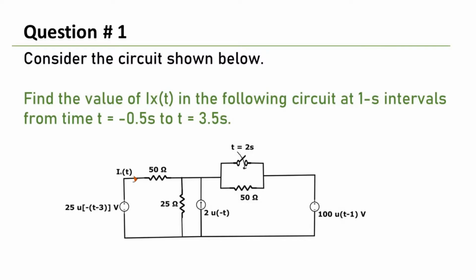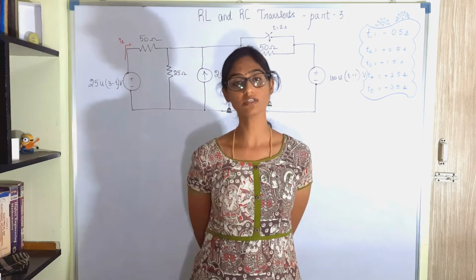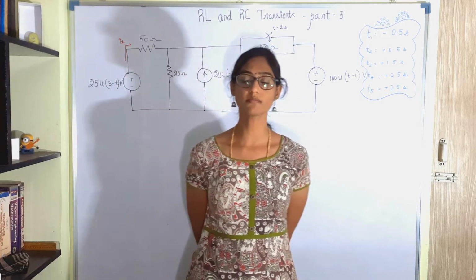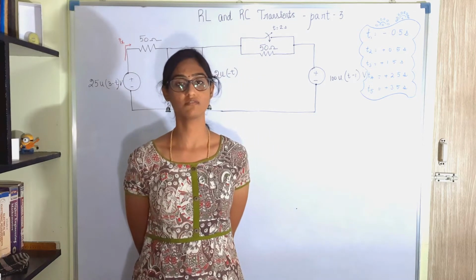The first question is, find the value of Ix in the following circuit at 1 second intervals from time t equal to minus 0.5 seconds to t equal to 3.5 seconds. We have three sources here where two are time dependent voltage sources and one is a time dependent current source, meaning that at different levels of times the power supplied by each one of these sources will vary.